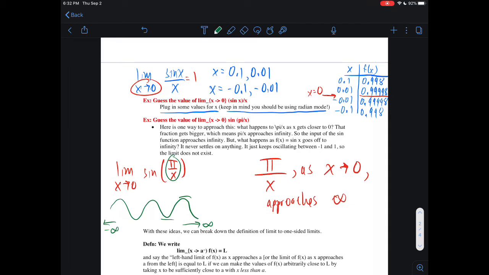So what this actually means is that there is no limit to this function, sine of pi over x, as x approaches 0. It's always going to be going between 1 and negative 1. What that means is if it doesn't actually settle on a number, then there's no limit. The limit does not exist.